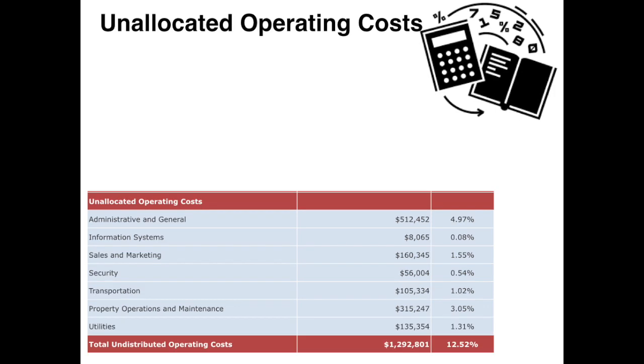Unallocated operating costs for the hotel is currently an area that does not need a great deal of attention. It is operating slightly above the industry average. When we look at this section in the income statement, you can see the numbers are relatively symmetrical. However, there is one percentage that stood out to me.